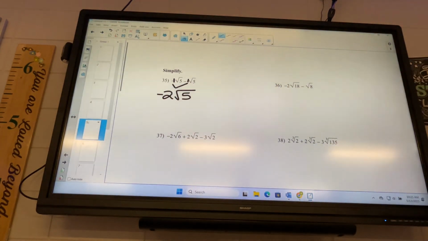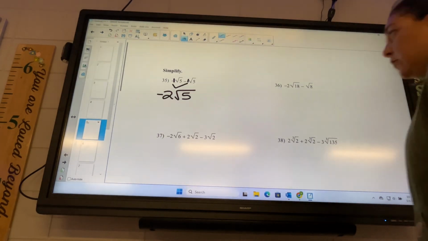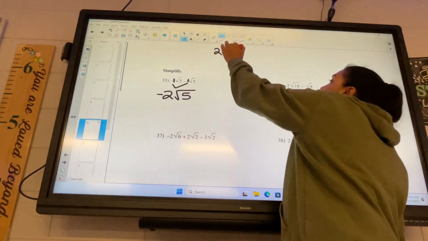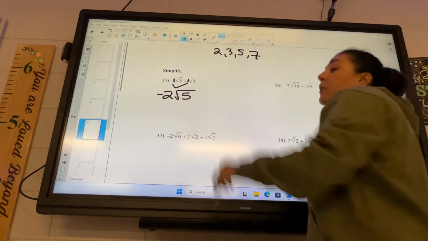Okay, can the 5 be simplified? No. But what are our magic numbers? 2, 3, 5, 7. That's what we want to get them all down to.